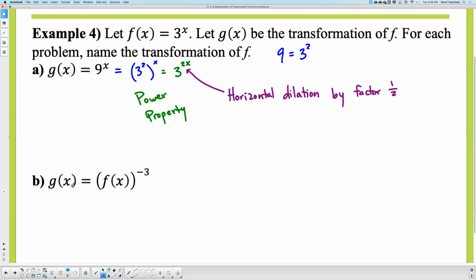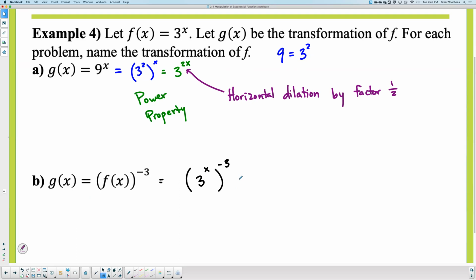Okay, now let's try this one. This looks crazy. Doesn't have to be. All right, this one. What is f of x? What I'm going to do here is I'm going to substitute. We know we have something raised to the power of -3, but what is f of x? F of x is 3 to the power of x. Okay, what can you do if you had 3 to the power of x raised to the power of -3?